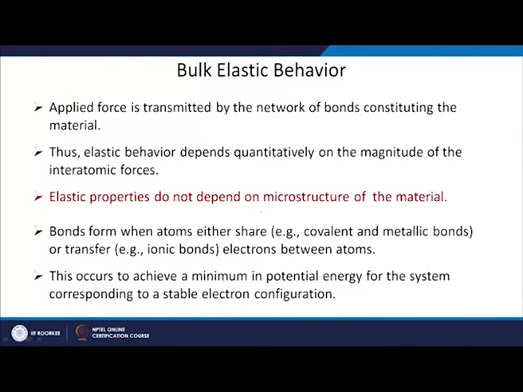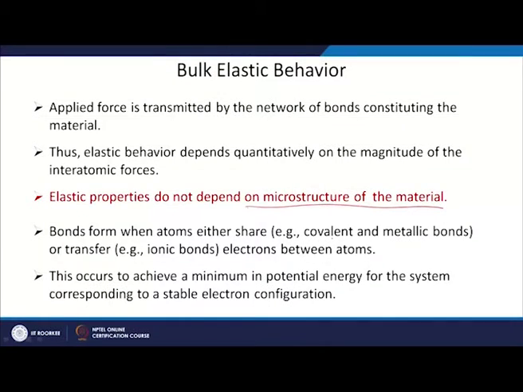Elastic properties do not depend on the microstructure of the material. This is very important to note: my Young's modulus does not depend on the microstructure of the material. So, you can have fine grain, you can have coarse grain, whatever. The elastic modulus is not going to depend on the microstructure. It is only dependent on the bond strength, and that is not changing. Bonds form when atoms share electrons, for example covalent or metallic bonds, or it can be ionic bonds. So, depending upon the different types of bonds, you will have different bond strength and different elastic modulus.